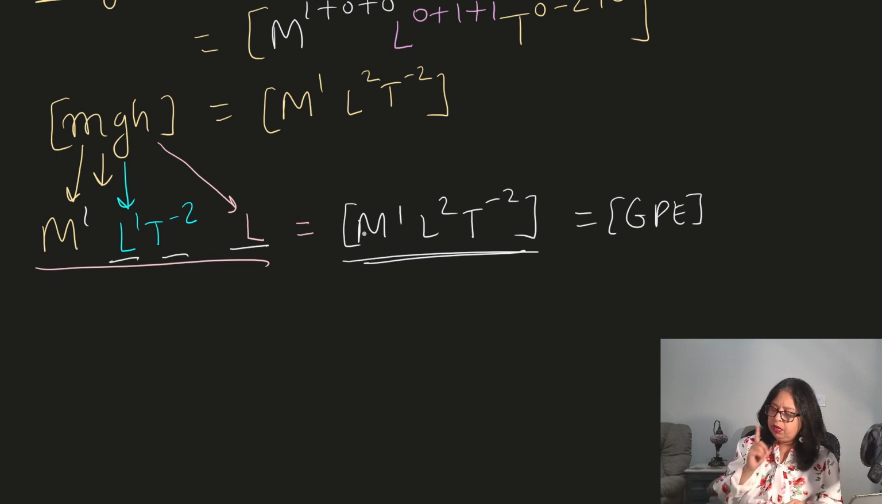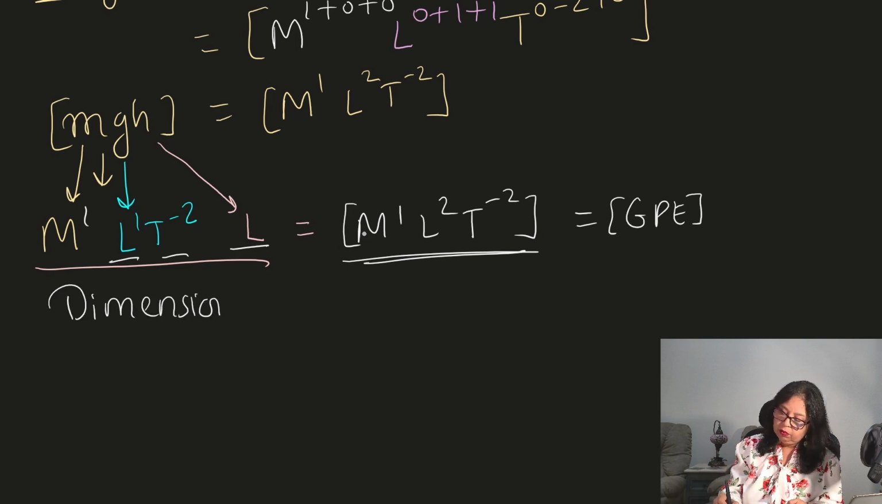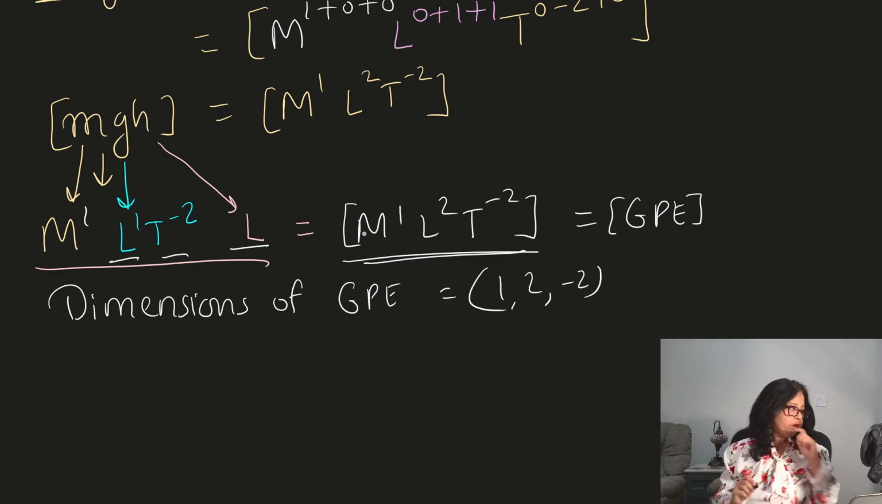Now, what did I say this is equal to? This is energy, all kinds of energy, no matter what they are. The dimensional formulae are all identical. M1, L2, T minus 2. And the dimensions are 1, 2, minus 2. Just write down the exponents.